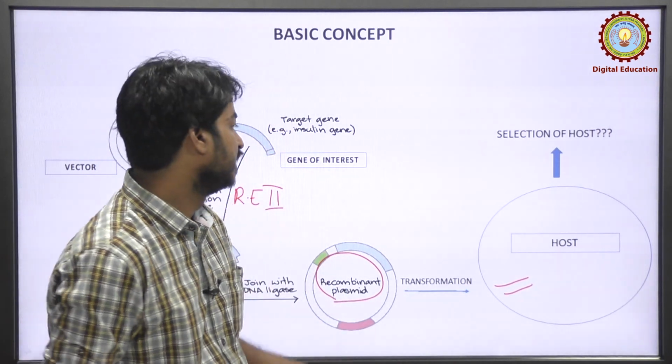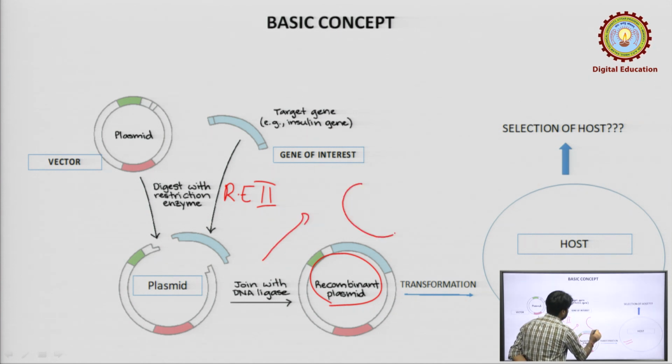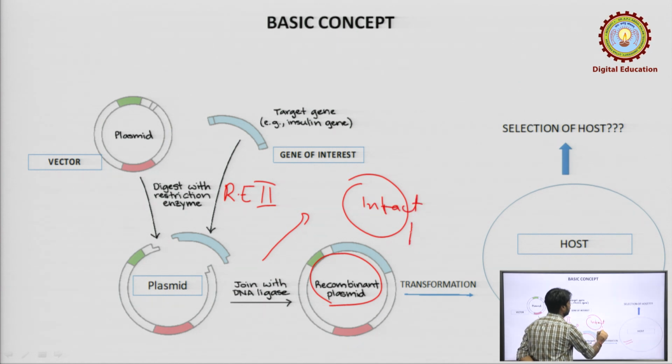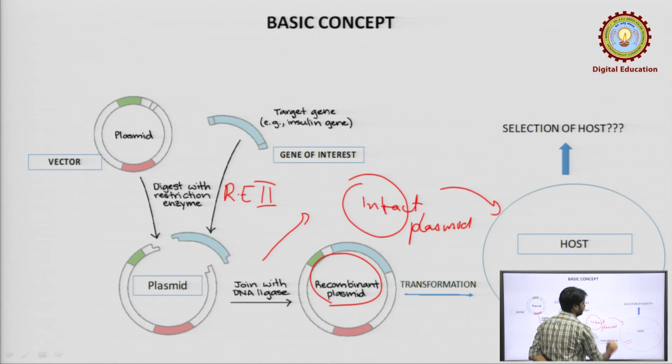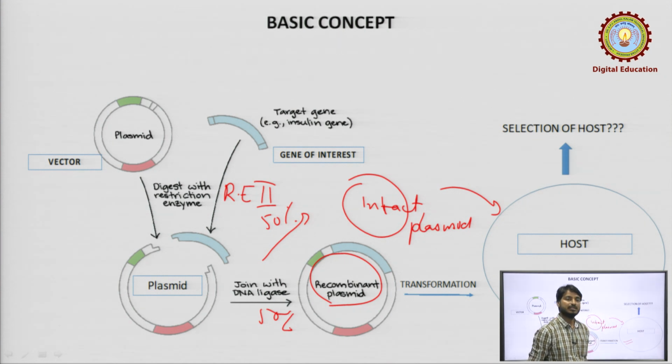After that we have to make the selection, to recognize which cells have the recombinant plasmid, because it can be an intact plasmid also. The possibility is 50%. So, the possibility is there that it contains the intact plasmid or the recombinant plasmid. So, we have to make the selection.